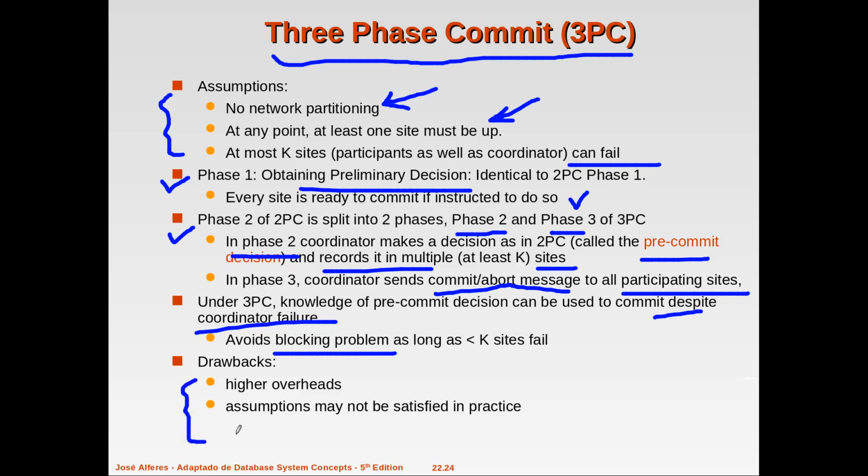Now the drawbacks are the higher overheads, because of the additional pre-commit decision sent to all other sites, the number of sites, and the usage of network and communication transfer between different sites. One more phase will lead to higher overhead. Also, the assumptions that we make initially are not always possible to satisfy in practice. So that is all about the three-phase commit protocol, which is used for the proper execution of distributed transaction processing.